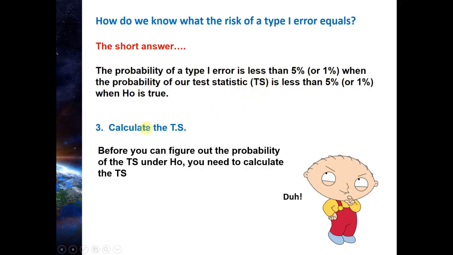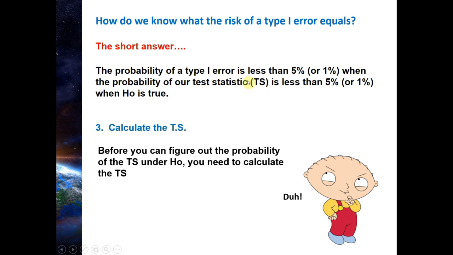Okay, so calculating the TS, I'm actually not going to go through all the formulas and show you all the hand calculations. We are going to let SPSS calculate our test statistic. If we're doing an independent t-test, SPSS will give us this number. If we're doing a one-way independent ANOVA, SPSS is going to calculate this number. Remember, every hypothesis test is going to come up with a number at the end, and we're going to call it a test statistic. All right?